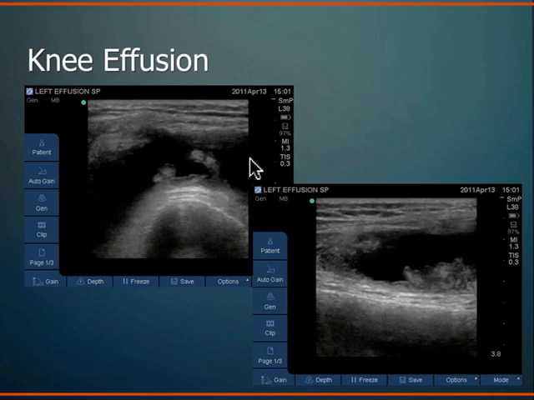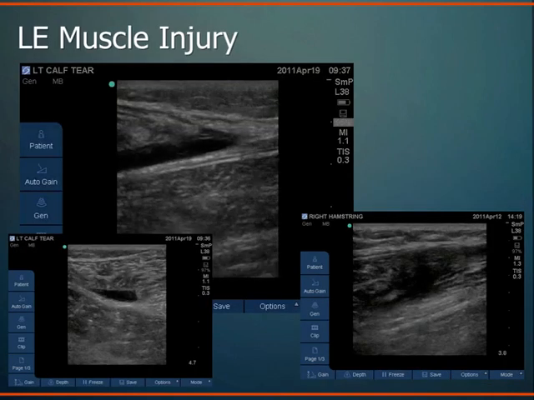Long axis view, axial view. This is the femur right here, hyperechoic line. Incredibly common. I see these all the time in the emergency department.